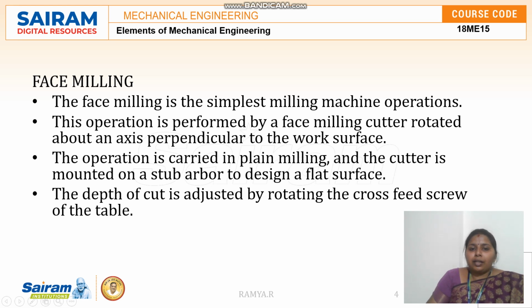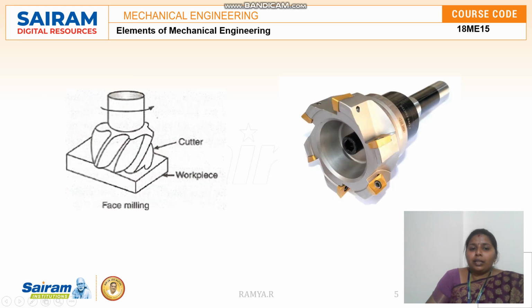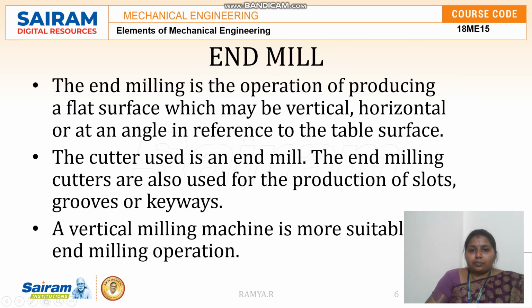The operation is carried out as in plain milling, with the cutter mounted on the arbor to produce a flat surface. The depth of the cut is adjusted by the cross feed screw of the table. This is how face milling is done, and this is the actual image of the cutter used for the face milling operation. This is the face cutter.